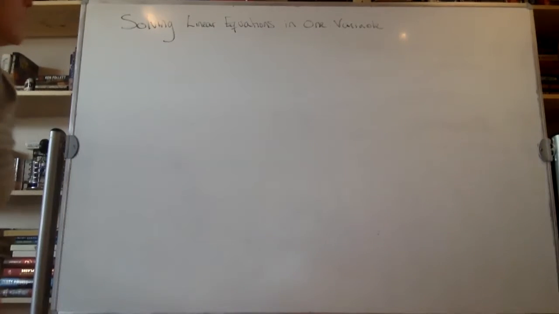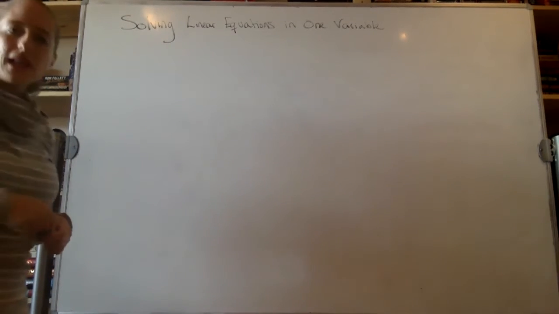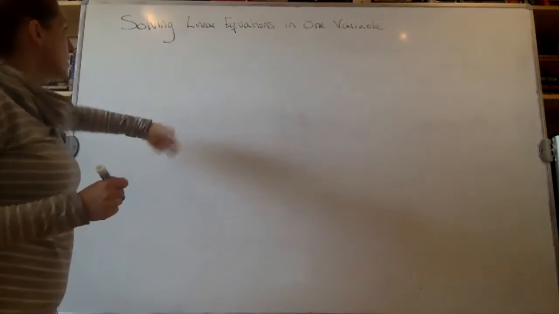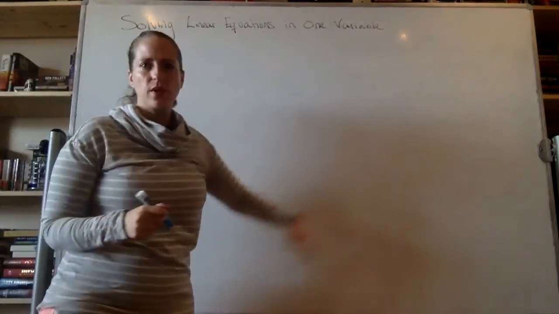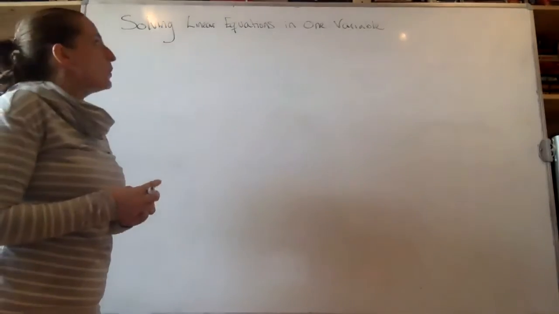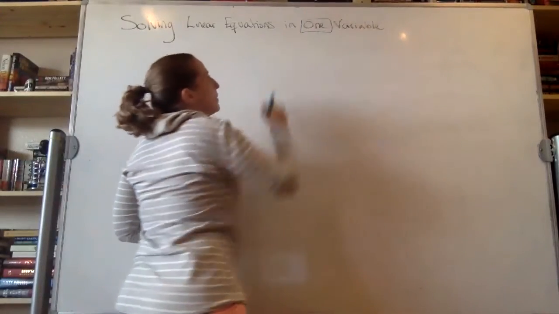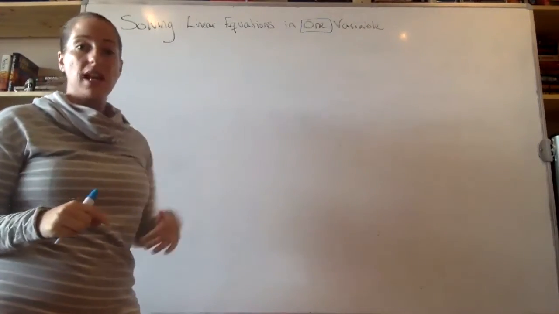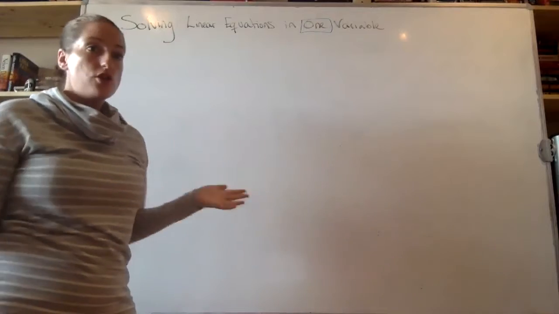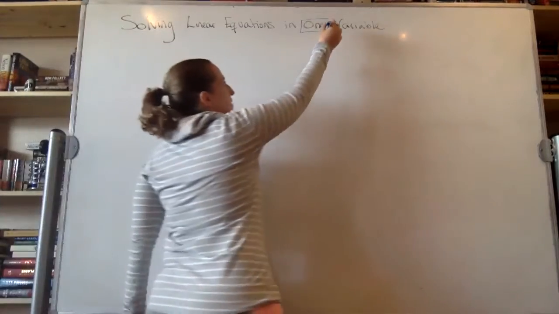All right, so now we're going to talk about solving linear equations in one variable. Before we introduce this topic, an easy way to introduce it is to break down the different words here. So let's start with an easy one. One, we're solving things in one variable. That just means there's going to be just one variable, just an x, just a y, just a z. Now what's a variable?